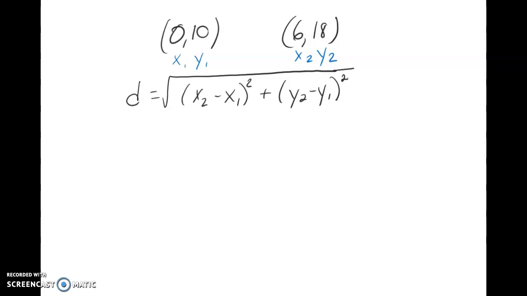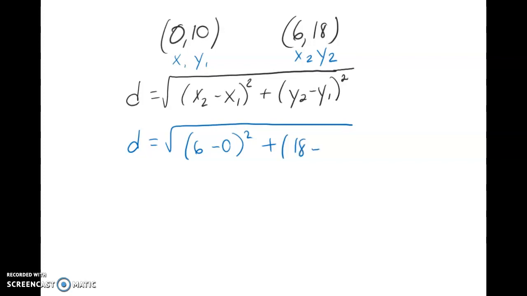It won't make a difference because you find the difference and then you square that. So whether it's a positive or negative difference, once it's squared, it's going to become positive. So now let's plug those values in here. So x2 I called 6, x1 I called 0, y2 is 18, and y1 is 10.